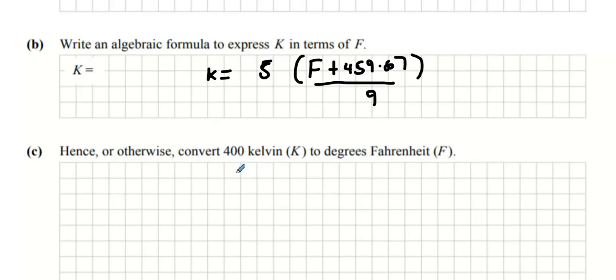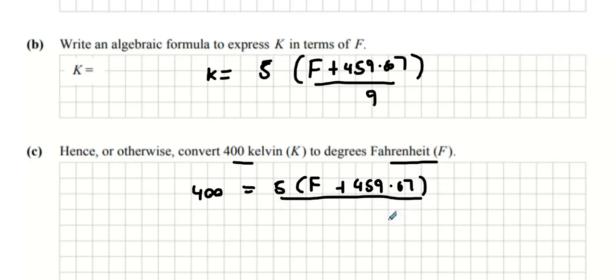Hence, or otherwise convert 400 Kelvin into degrees Fahrenheit. Alright, well, what we could do here is just convert K into 400, and that will equal 5 times your Fahrenheit measurement plus 459.67, divided by 9. So here's what we're going to do next. 9 times 400, because division of 9 on the right is multiplication of 9 on the left, so 9 times 400 is 3,600.